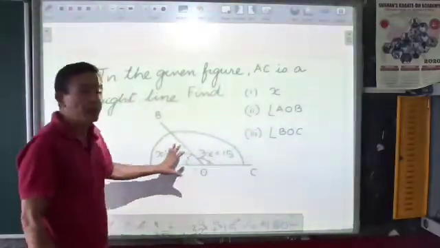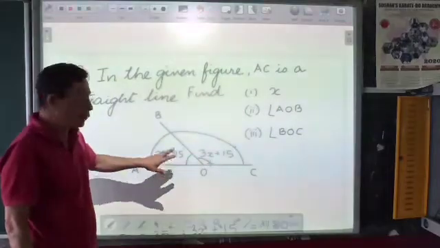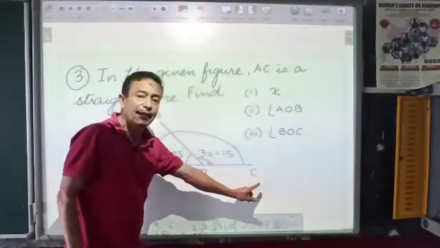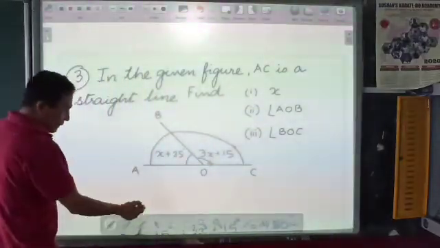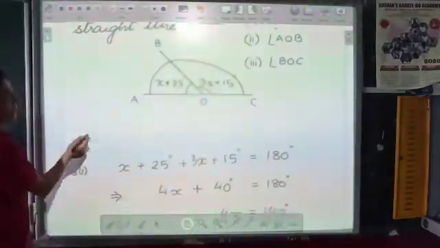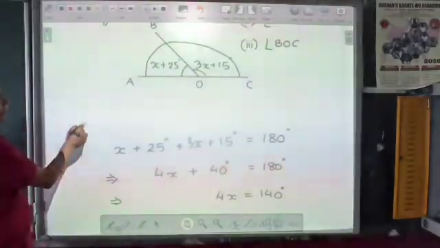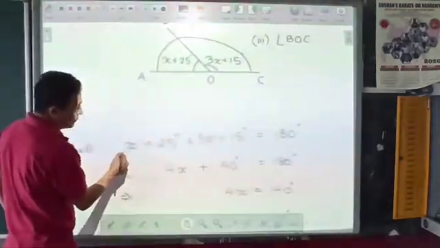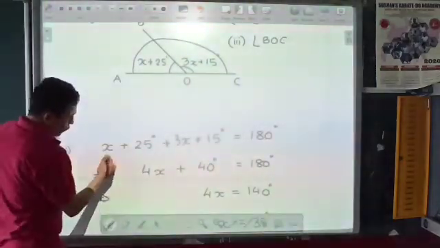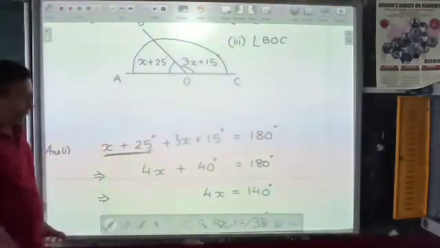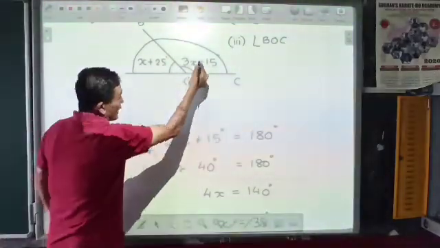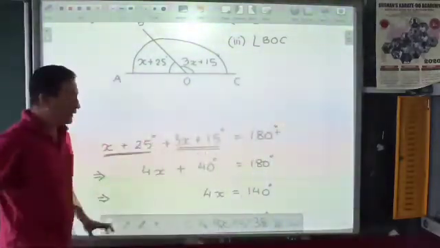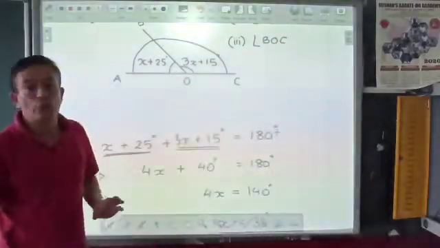So keeping these 2 angles in mind, we can say that when I add this angle and this angle, the total gives me 180 degrees. Let's look at the figure. The first angle, that is x plus 25, which is given here. If I add this and the second angle, that is 3x plus 15, the total comes to 180. So this is how I get my equation.